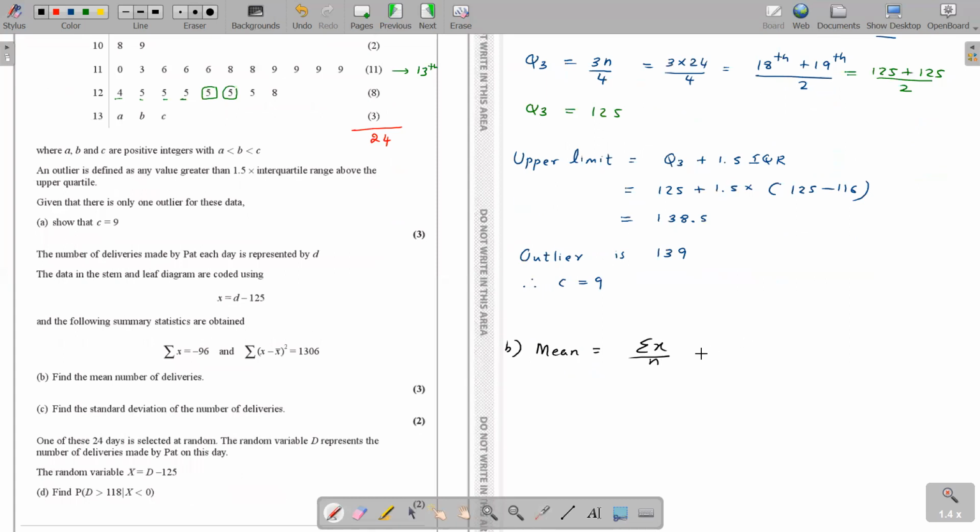Do we know the sigma X value? Yes, minus 96, over what's our N value? 24. Can I know the answer? Minus 96 divided by 24? Minus 4. Simple as that. Minus 4. Find the standard deviation.